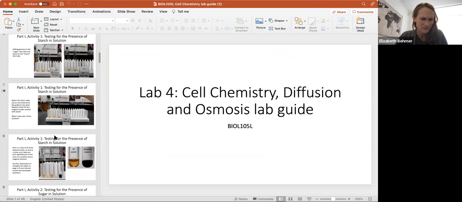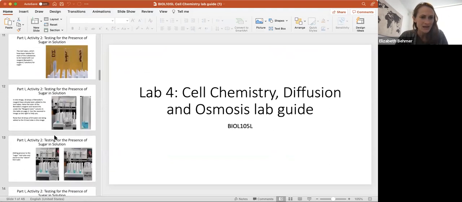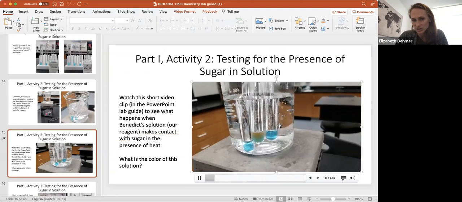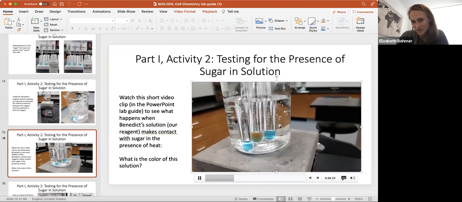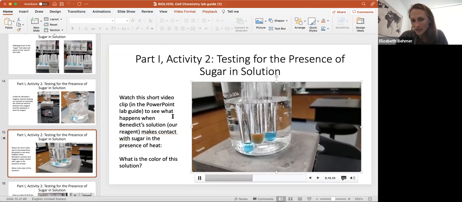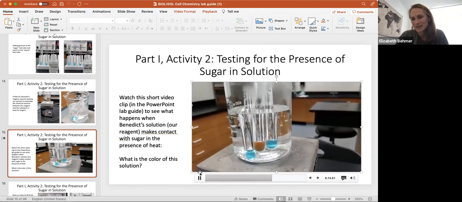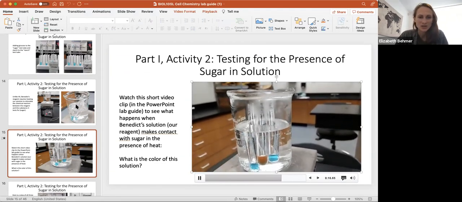I think the first video is on slide 15. On slide 15, when you hover over this picture, you should have an option to play a video, which is just showing, in this case, heating up the vials that are in warm water. So just keep that in mind. If it asks you to watch the short video clip, you'll need to download the PowerPoint to play that video. So that should work for you guys.